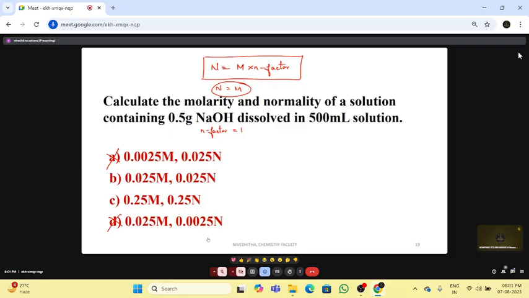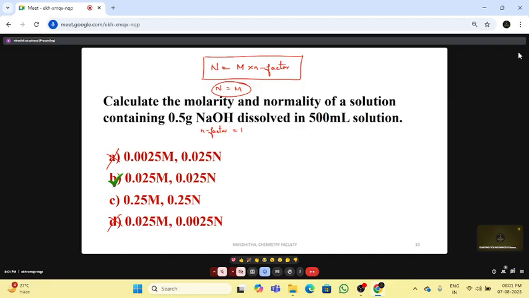Molarity. So the answer is the second option. So the molarity of the solution is 0.025. Since the N factor is equal to 1, for this kind of solution, normality is equal to molarity. So normality is also 0.025.